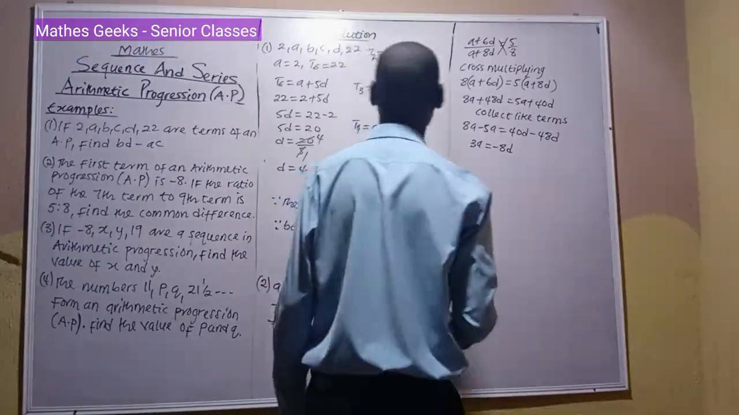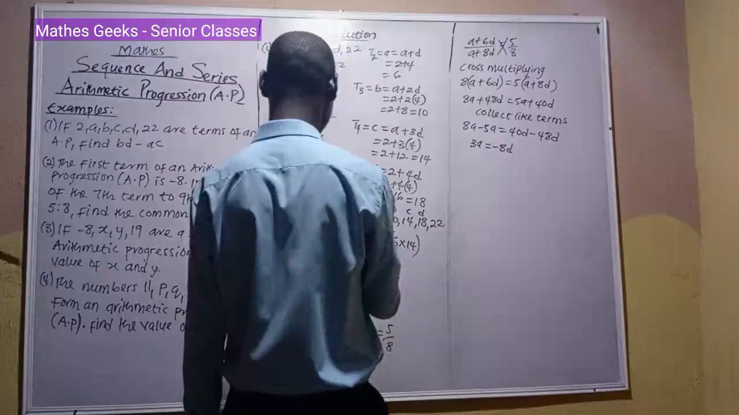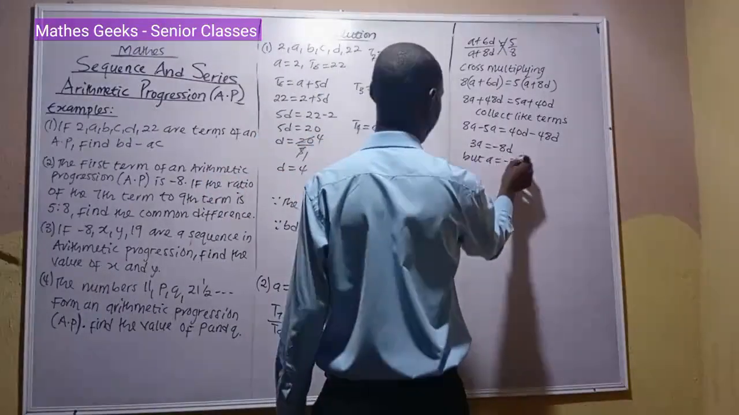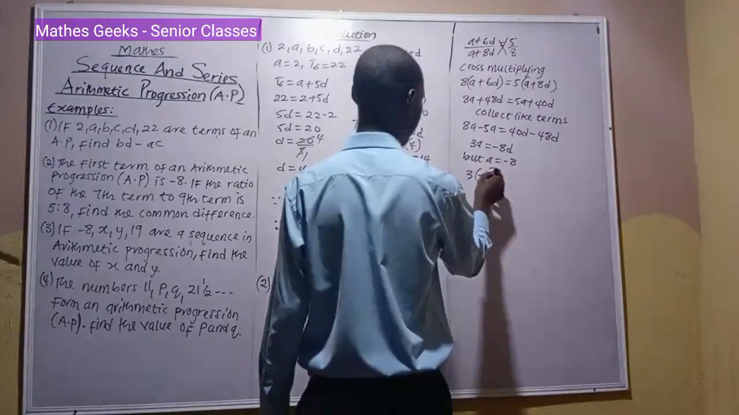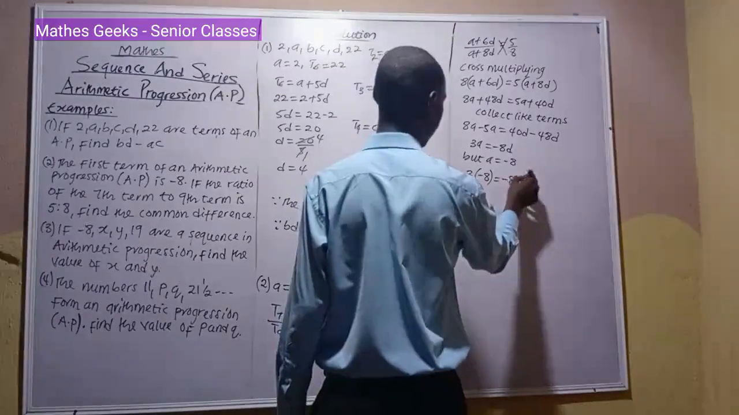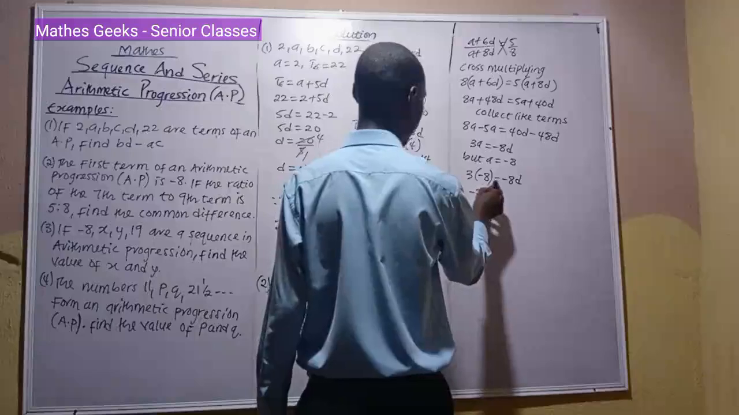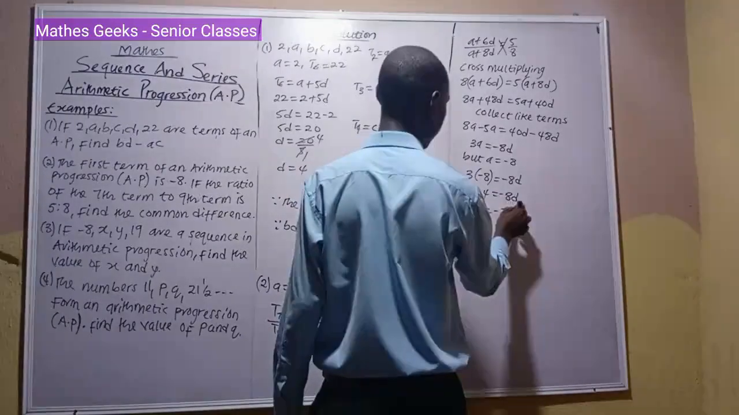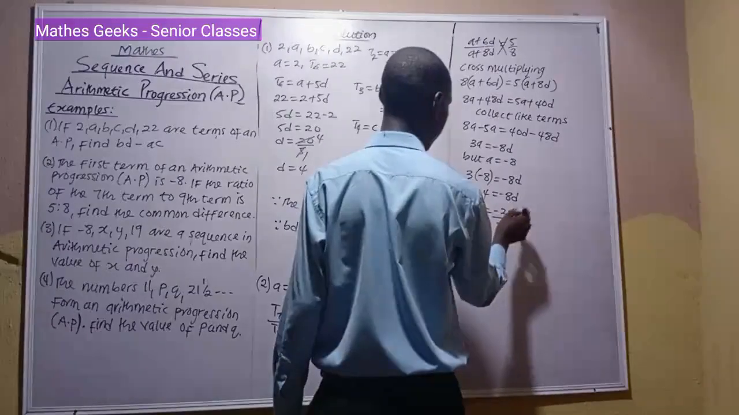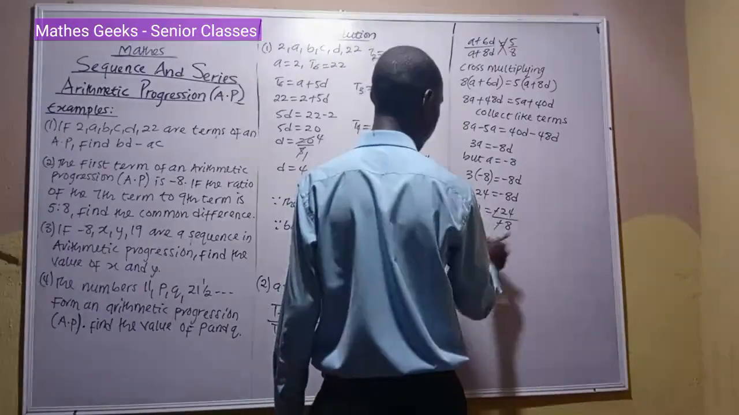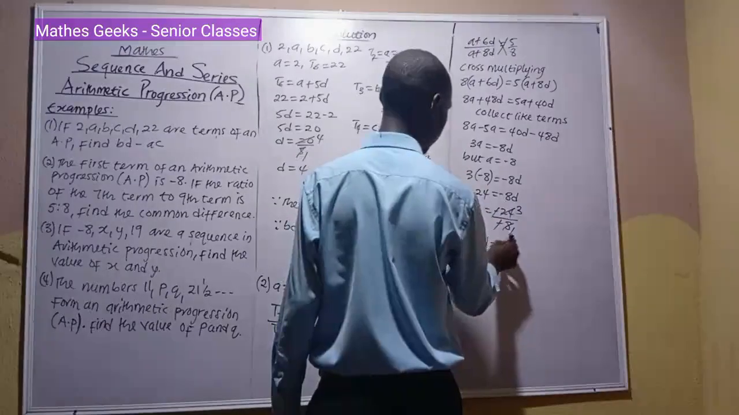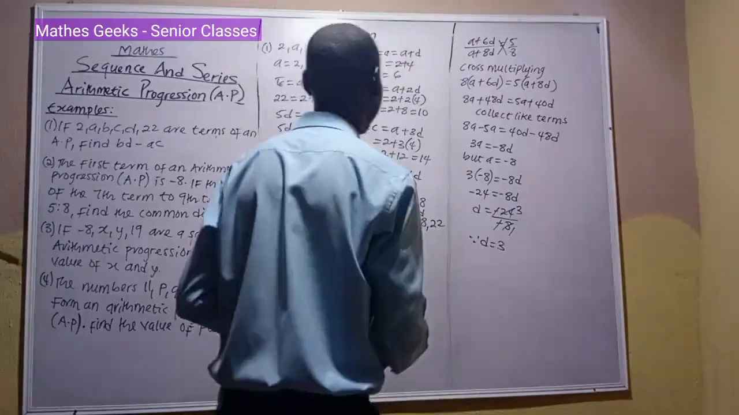Now, what is the value of A? From what we are given, A is minus 8. So 3 times minus 8 is equal to minus 8D. 3 times minus 8 is minus 24, equals minus 8D. So D is equal to minus 24 over minus 8. Minus will cancel minus, 8 here, 3. Therefore, D is equal to 3. The common difference is 3.